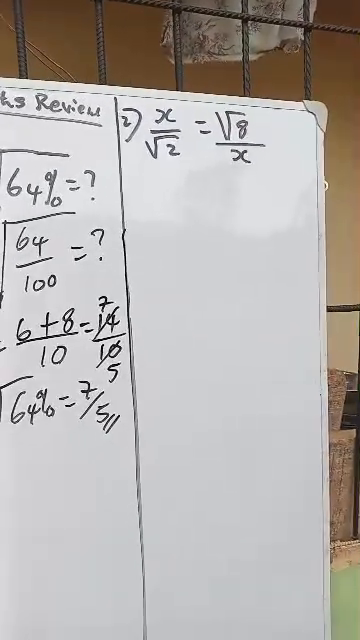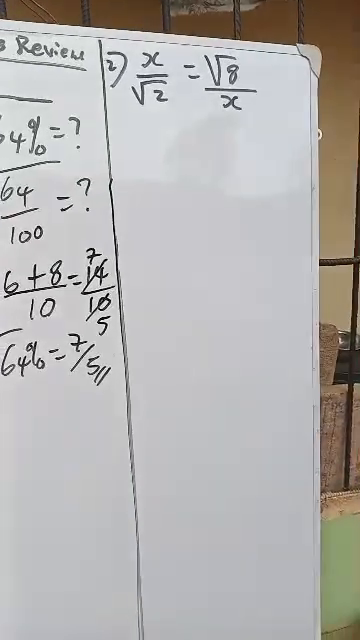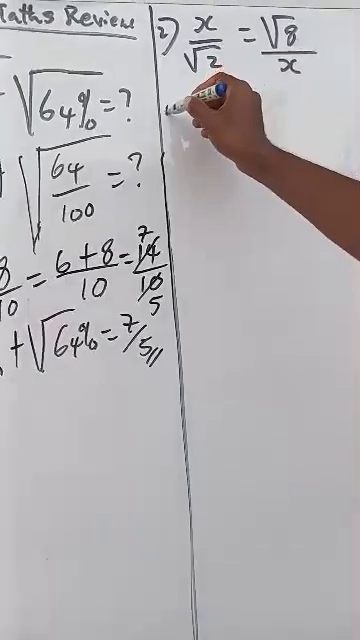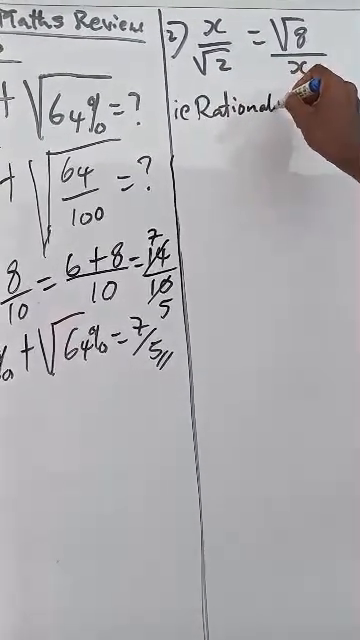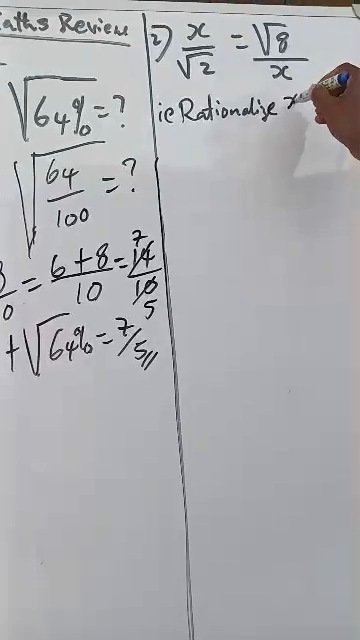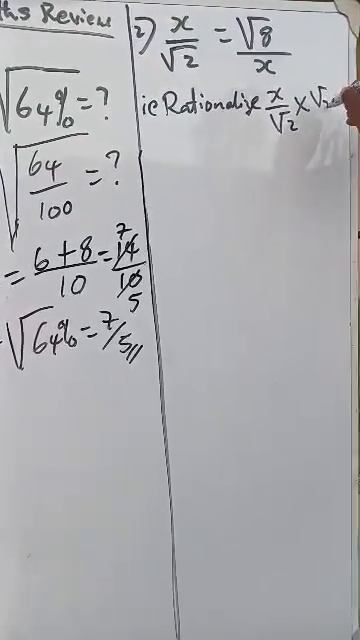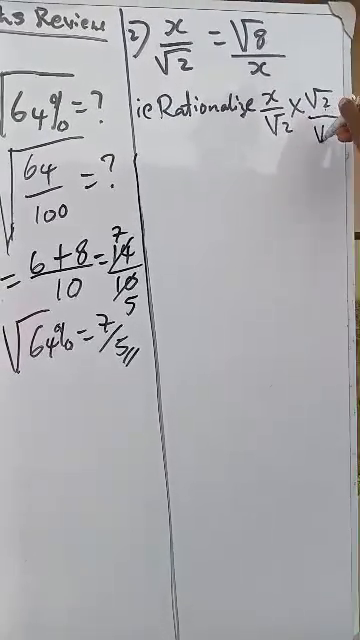Now going further, we have a question: x over square root 2 equals square root 8 over x. Now what do we have? We rationalize x over square root 2 by multiplying by square root 2 over square root 2.